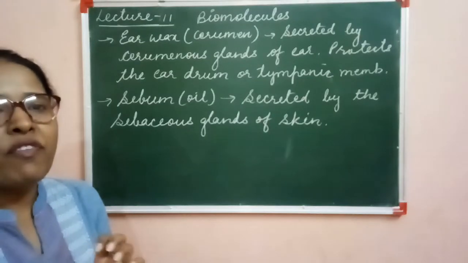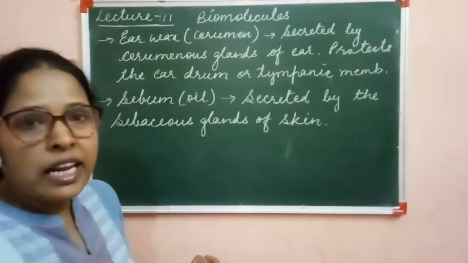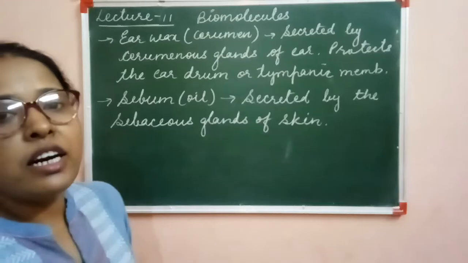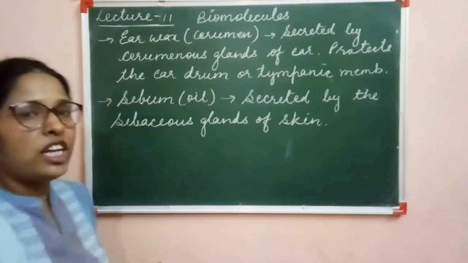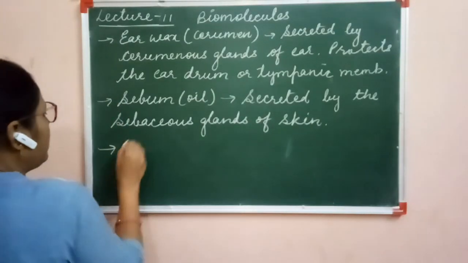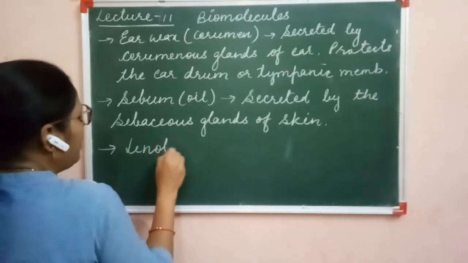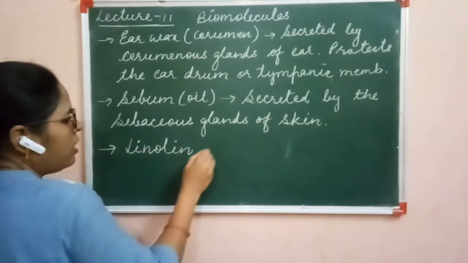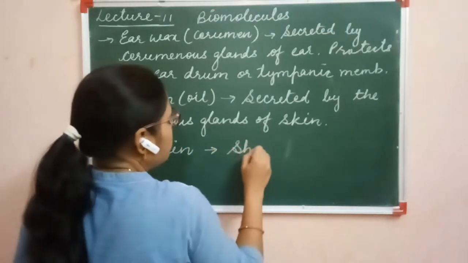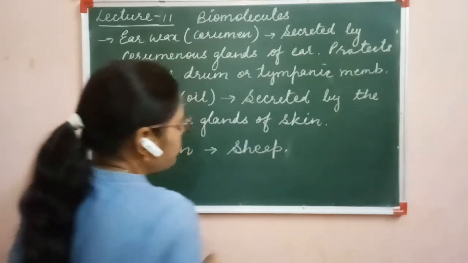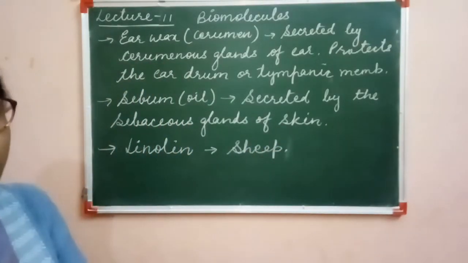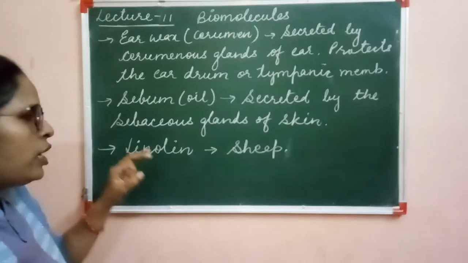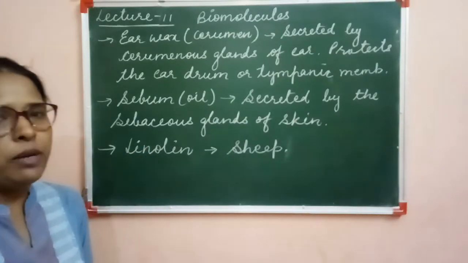One more type of wax is called lanolin, which is secreted by the glands of sheep. That is lanolin. Clear? It is secreted by the glands of sheep, the sheep from which we obtain wool.